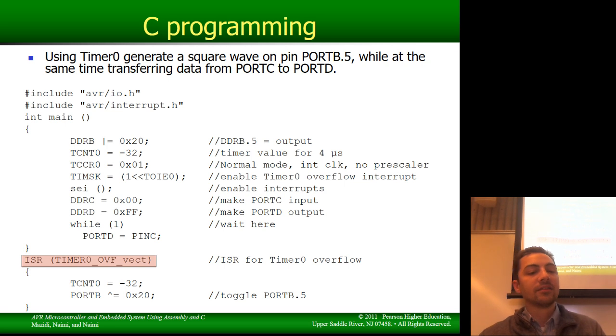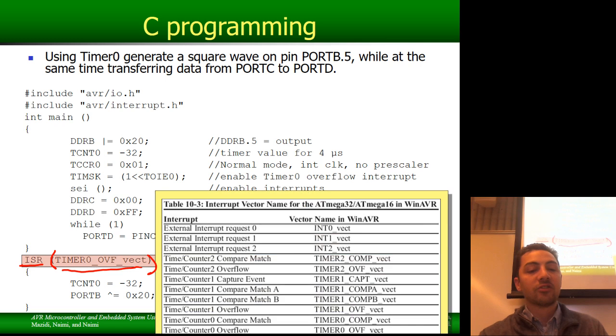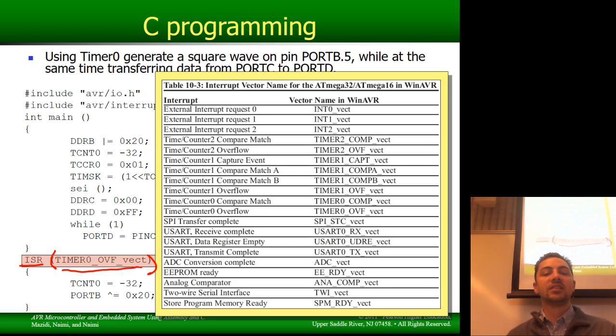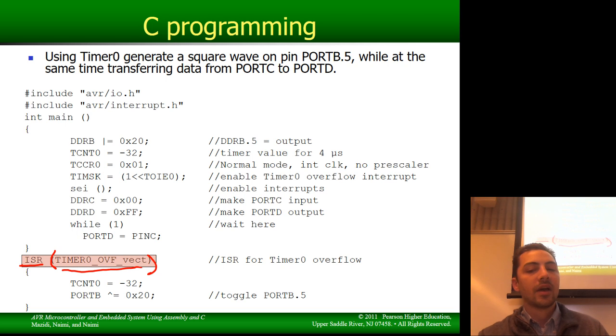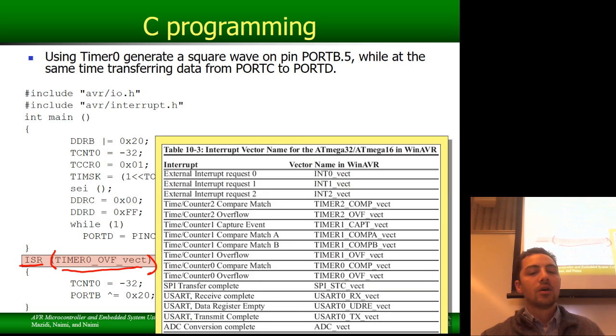To make it a handler, you say ISR, open parenthesis, close parenthesis, and then you put a special name. The special names are looked up in the C language database, but here they are: things like INT0_vect, TIMER0_COMPA_vect. They all end with _vect. That automatically takes care of some of the stuff in assembly.